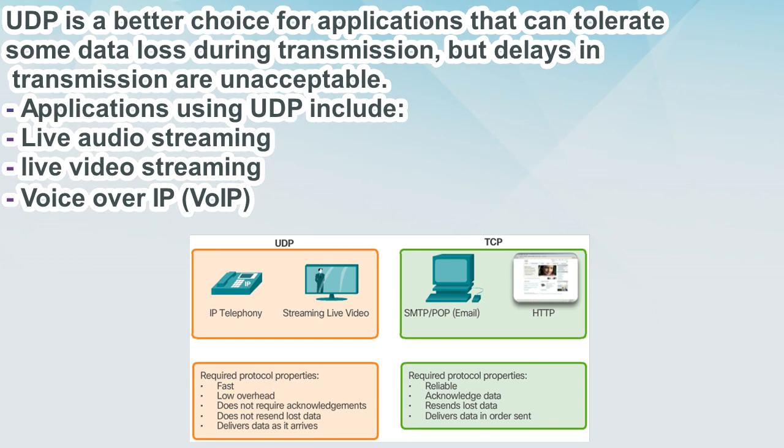User Datagram Protocol is a better choice for applications that can tolerate some data loss during transmission, but delays in transmission are unacceptable. Applications using UDP include live audio streaming, live video streaming, and voice over IP.